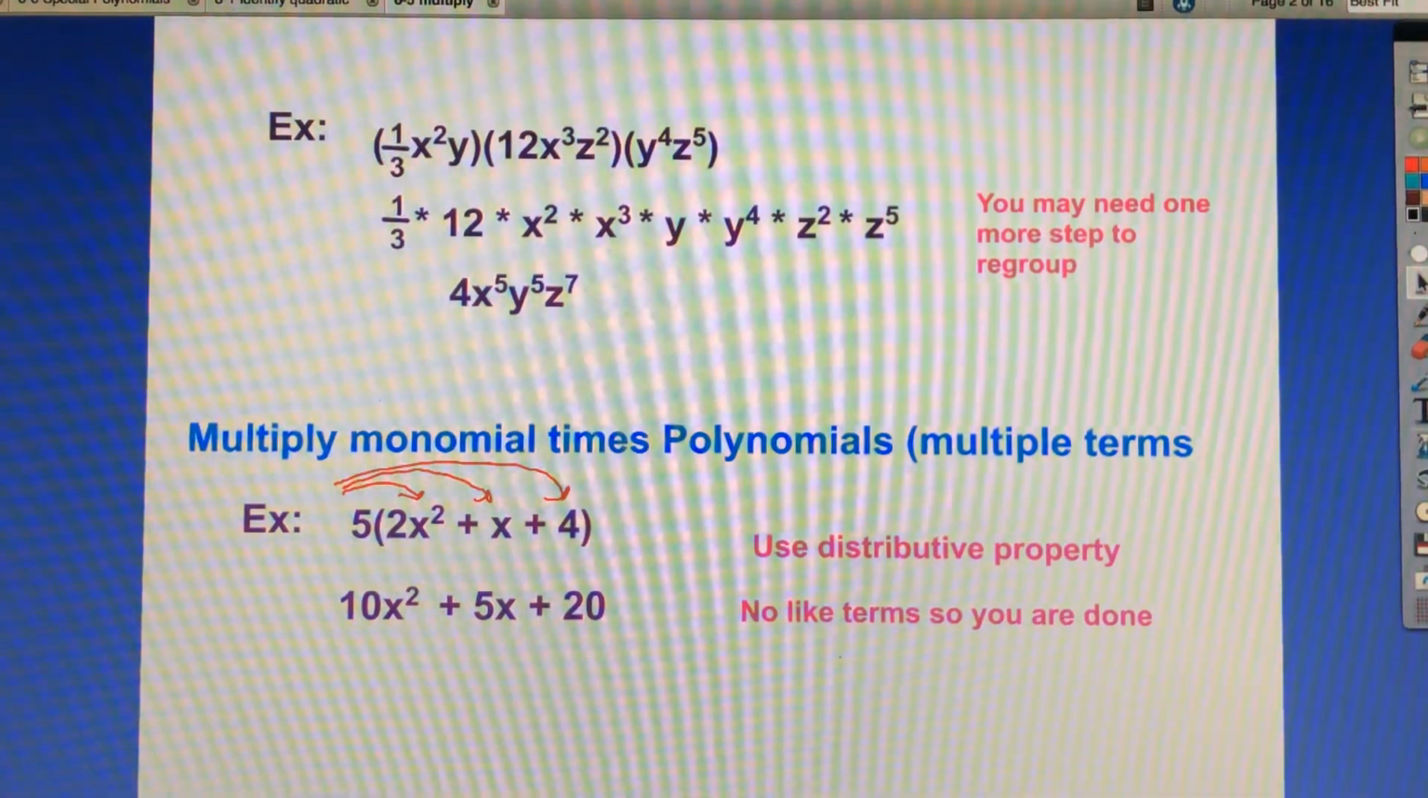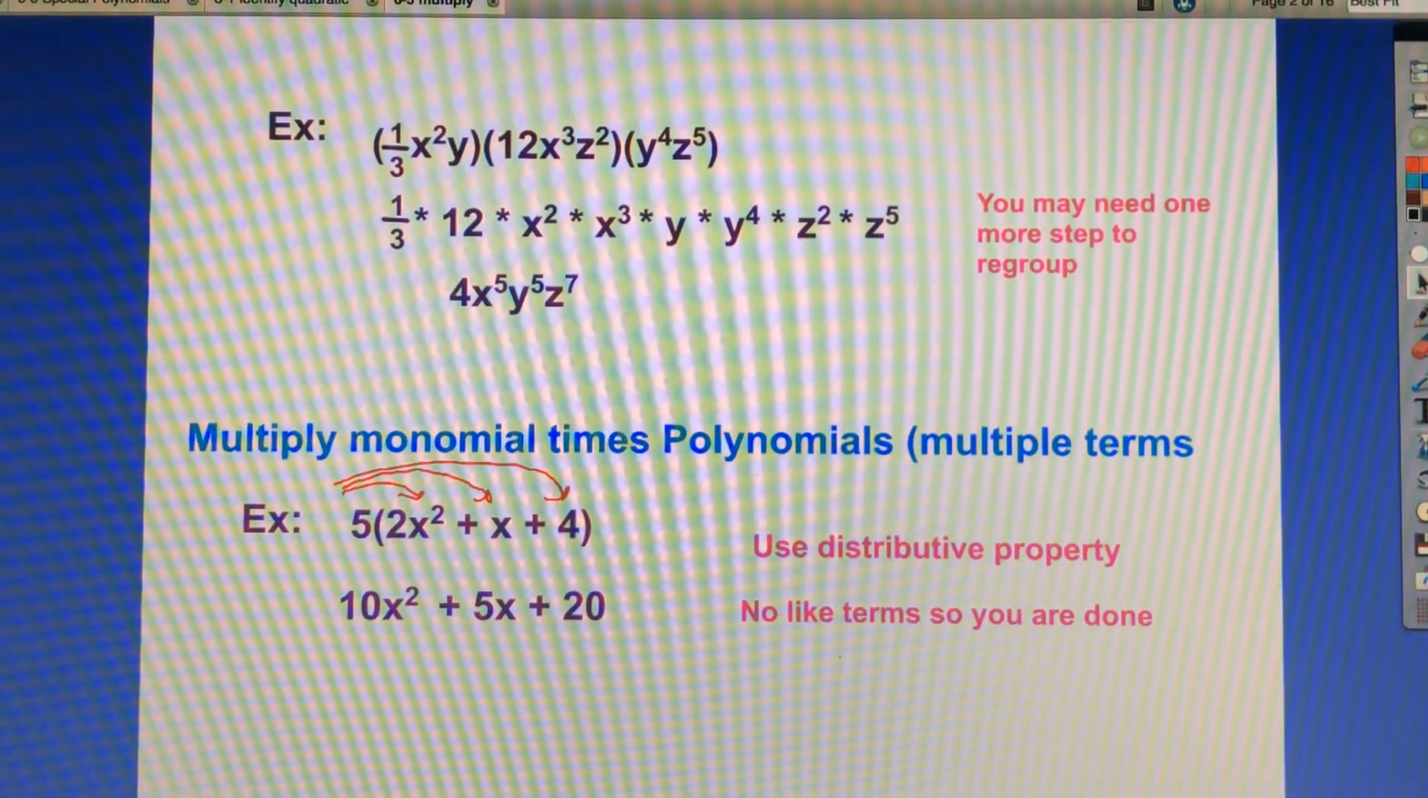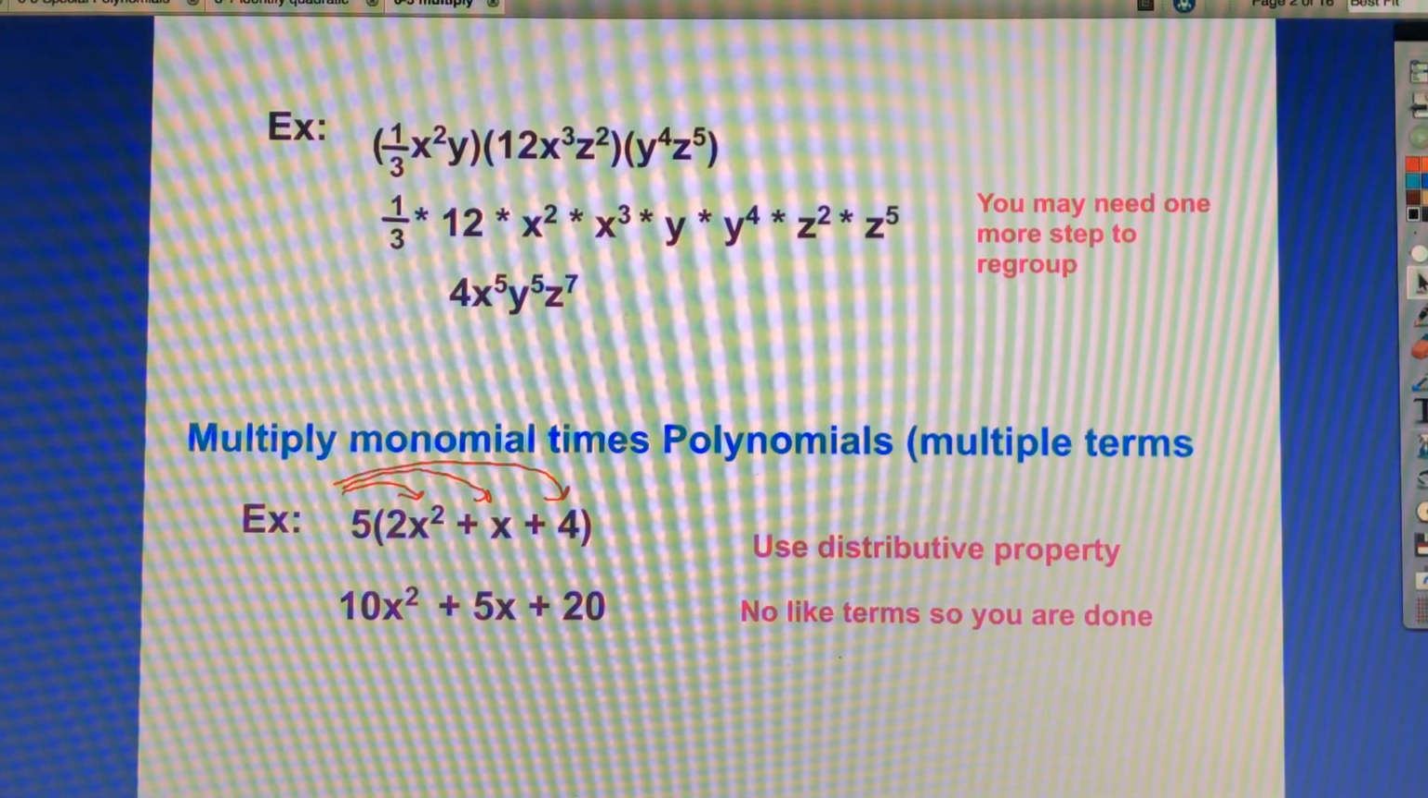Let's take a look at another example. It looks very complicated, but it doesn't have to be. I took every piece apart, but I pulled out my coefficients, then I pulled out all my x's, I pulled out my y's, I pulled out my z's, and now I started to combine them.